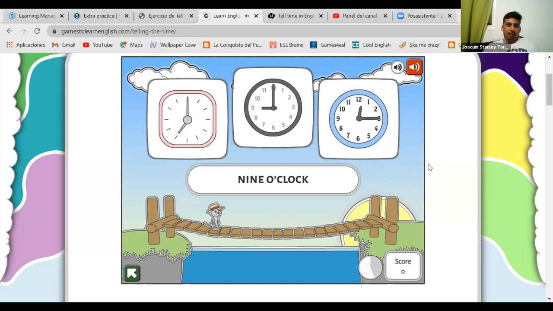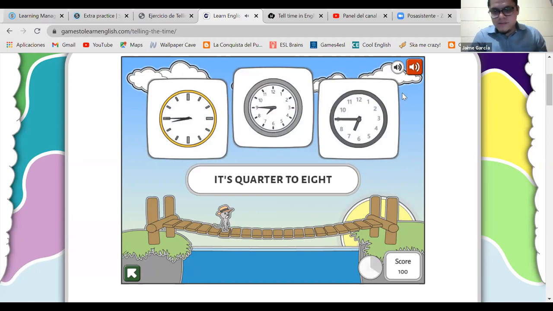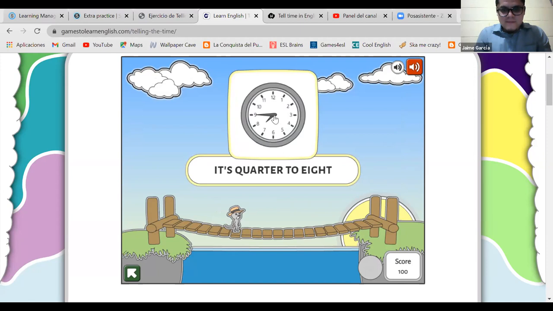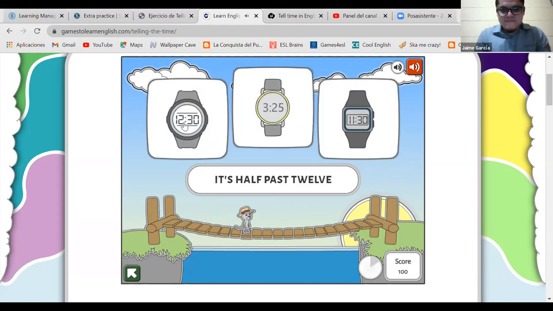Okay. 9 o'clock. Number two. That was very easy. It's quarter to eight. Number two. It's quarter past 11. Number one. Quarter past 11. It's half past 12. Oh, come on, that's easy. 12. Number one.